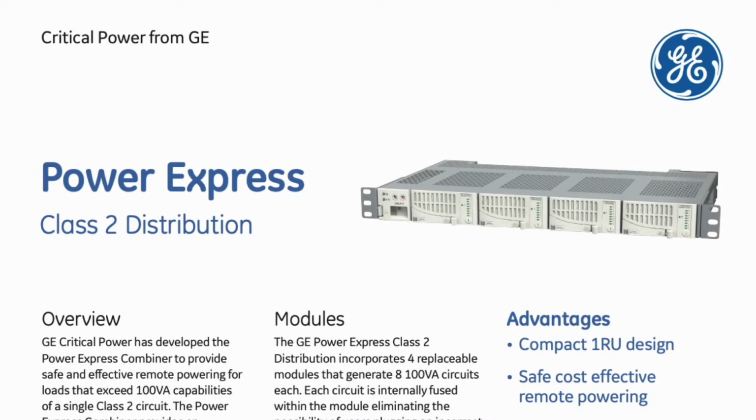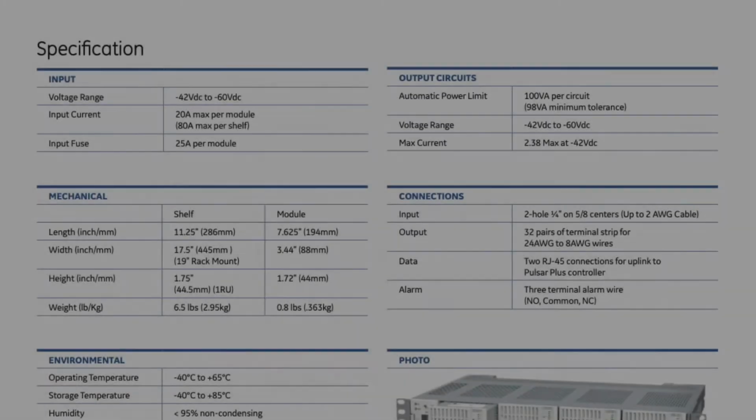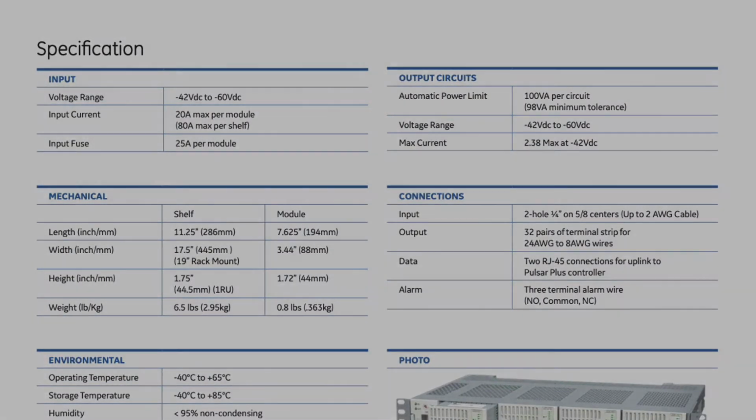Referring to the Power Express spec sheet, we note the maximum input current is 80 amps. To eliminate nuisance trips, DC breakers are oversized by 25%, where each load is divided by 0.8. For each Power Express shelf, the breaker is sized to 100 amps, or 80 amps divided by 0.8.